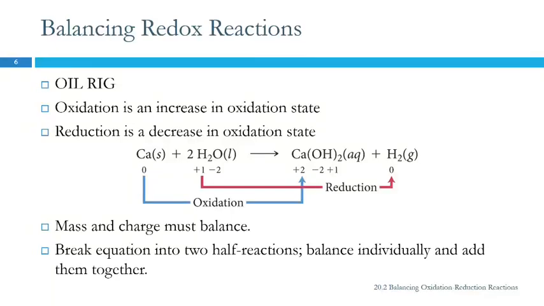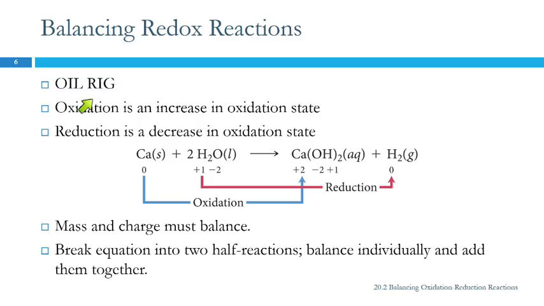Okay, balancing redox reactions. This was covered in your Chem 1A class, or it was supposed to be covered in your Chem 1A class. I do not expect you to remember how to do this. And it's in this chapter, so we're going over it again. So oxidation and reduction have to do with the movement of electrons.